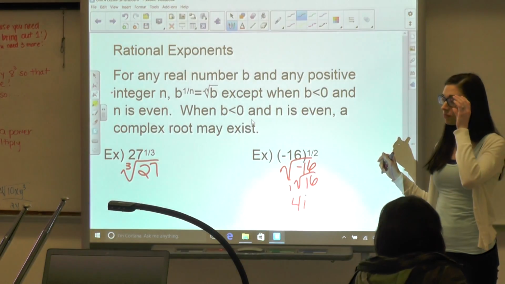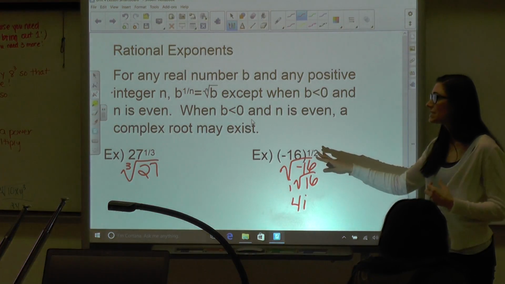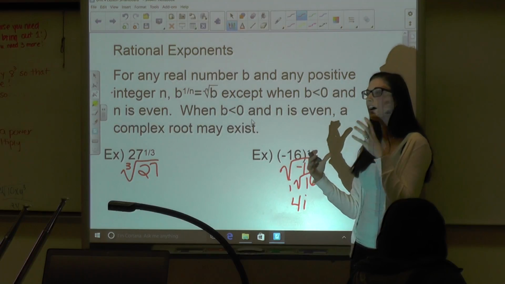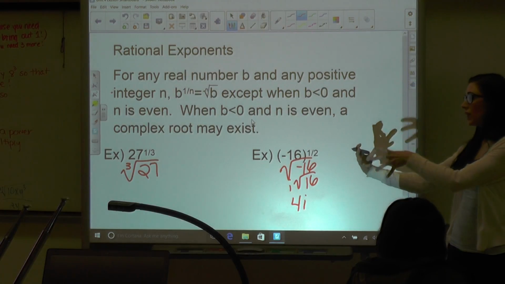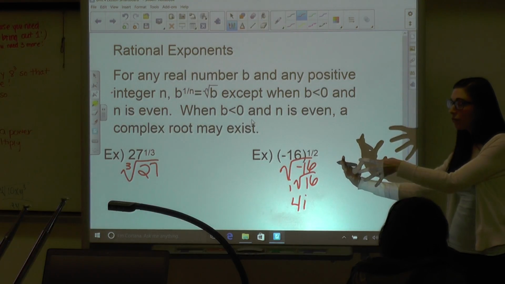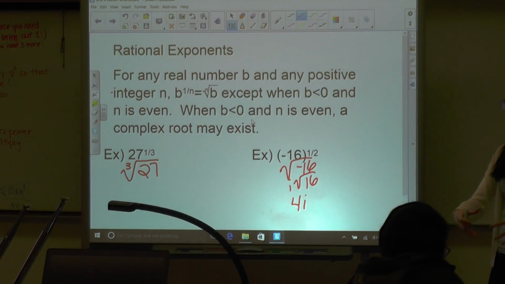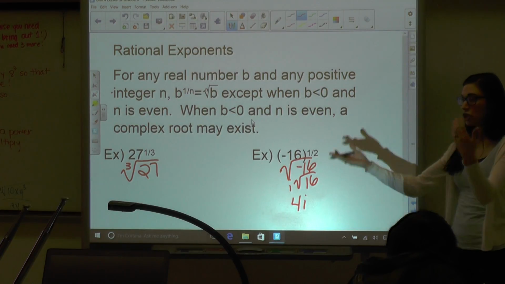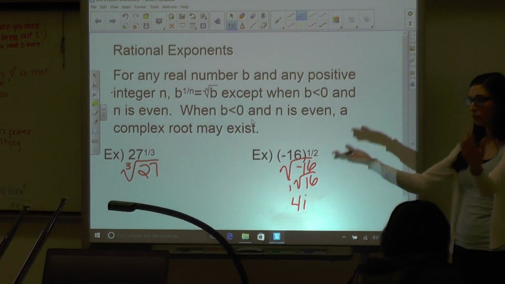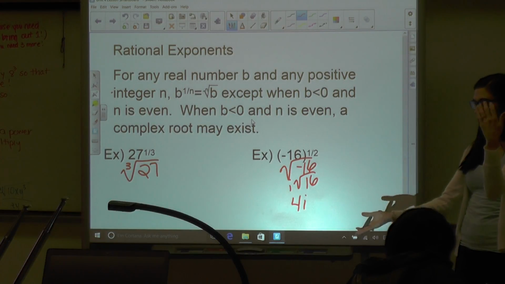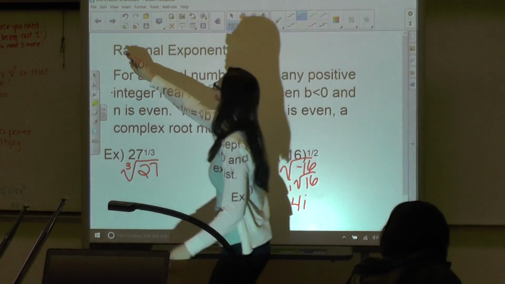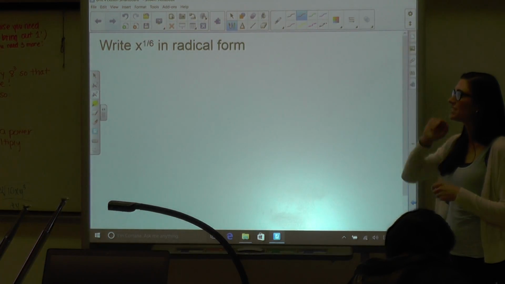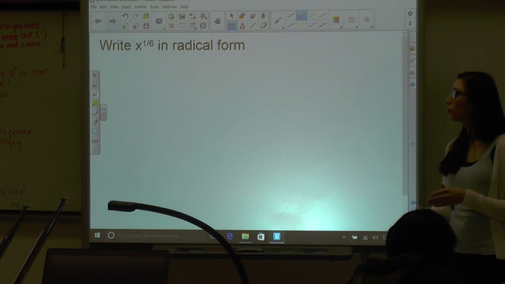With this, it's not really simplifying, you're taking rational exponents from exponent form to radical form. And then we're going to take it from radical form and put it into exponent form. So you're going in between two ways. You know what I'm saying? So we're going back and forth. So write x to the power 1/6 in radical form.